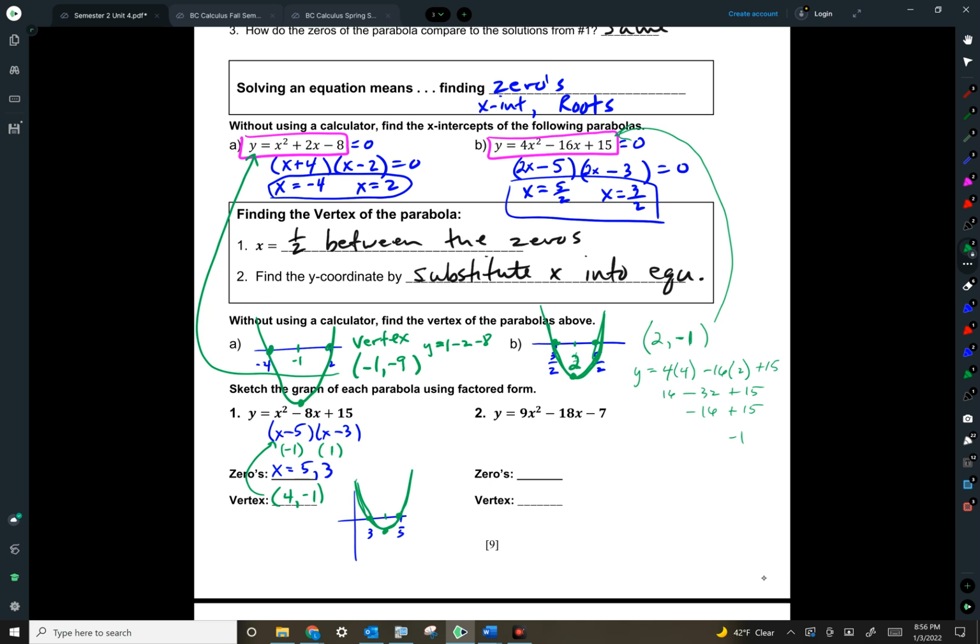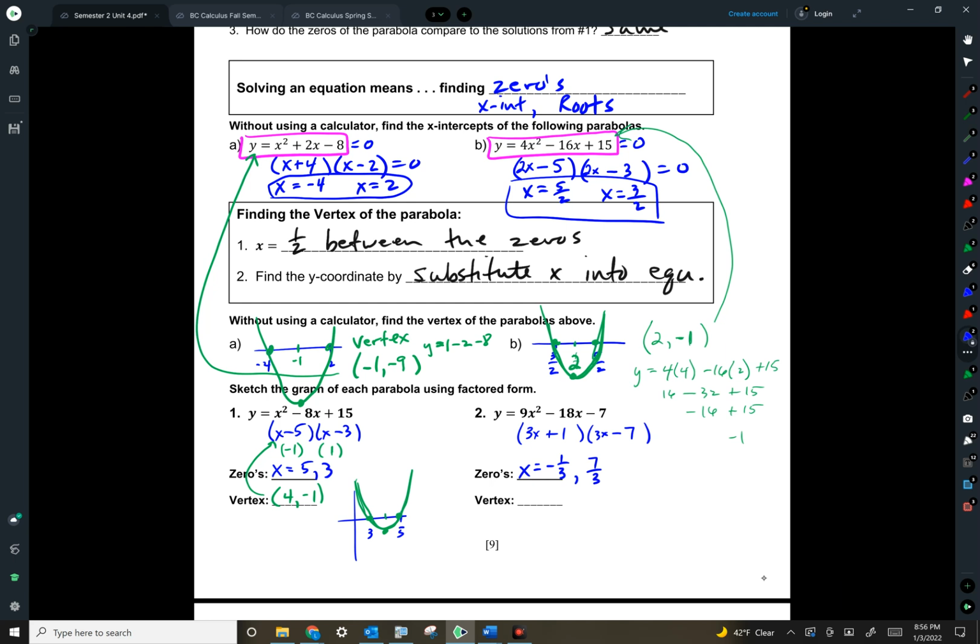Okay, let's go to the last example. First thing I need to do is put it in factored form. So how about we do 3x and 3x. And then I need to multiply, let's see, I'm going to have one of each, right? A positive and a negative. In order to get 7, I'm going to use 7 and 1. So check that. Does that give me negative 18? Yep. Outer is negative 21. Inner is positive 3. That's going to work. So that means my zeros are at negative 1/3 and positive 7/3.